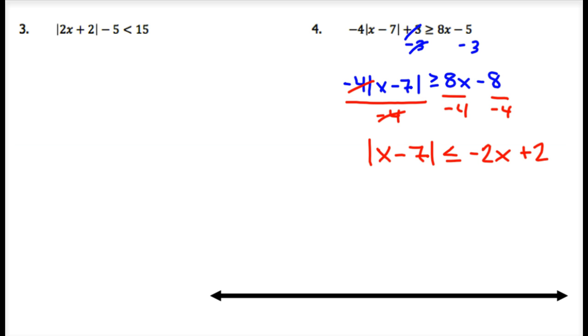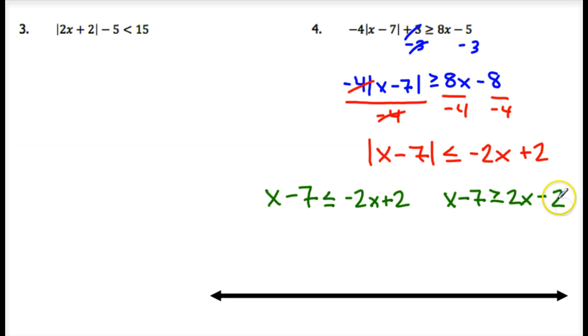Now that my absolute value is isolated, I can rewrite this as a compound inequality. So this is going to be x minus 7 is less than or equal to negative 2x plus 2. My other inequality is going to be x minus 7 is greater than or equal to. Make sure you take the opposites of both of these signs here. So that would be positive 2x minus 2. Remember, we're multiplying this whole side here by negative 1. So each term, the negative 2x and the plus 2, gets the opposite sign on this second one.